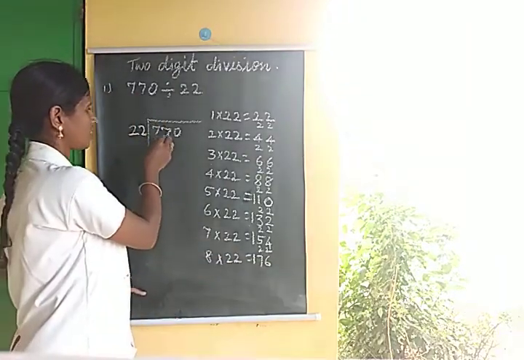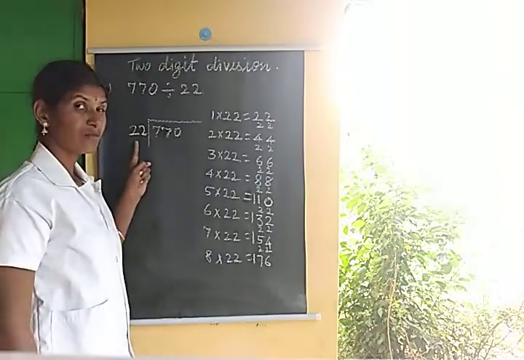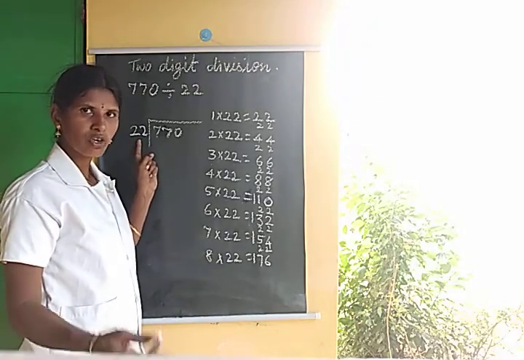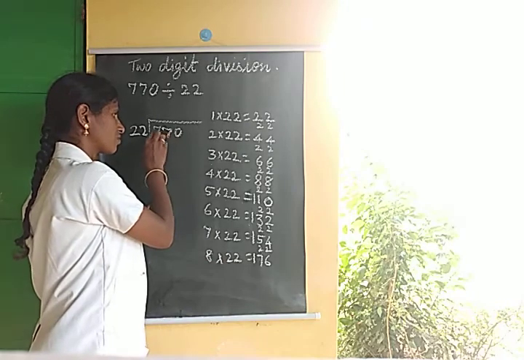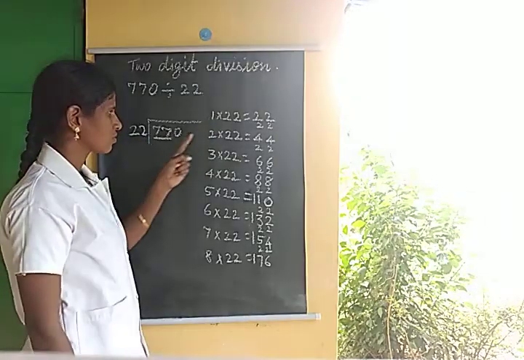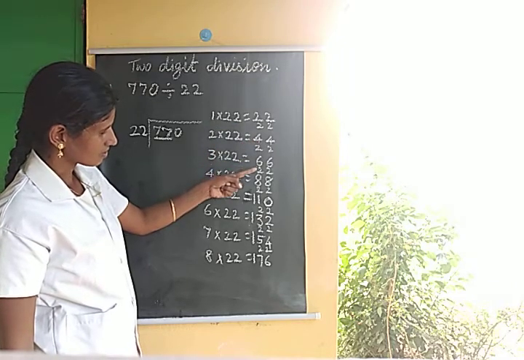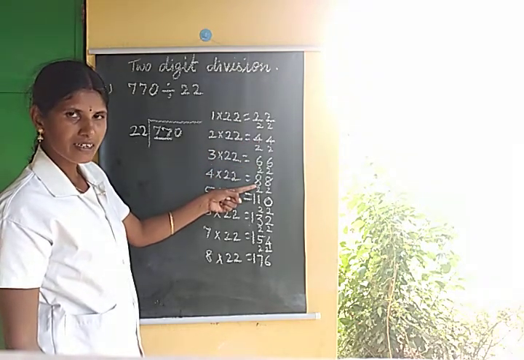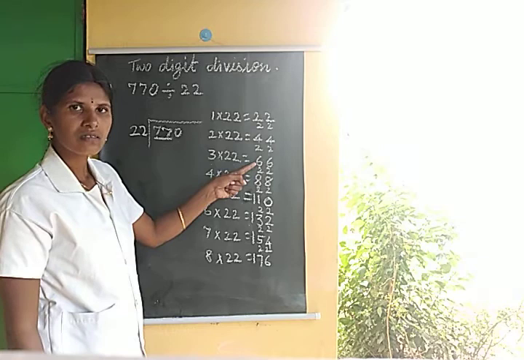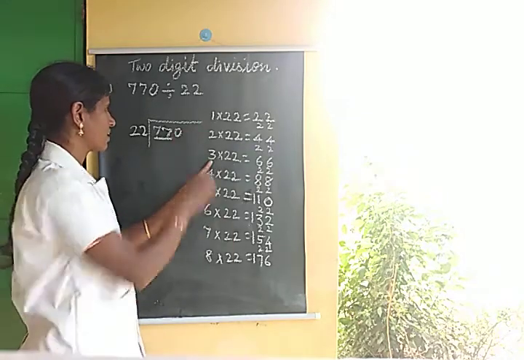Now see here. You have to take one digit, but a one-digit number will not contain a two-digit number. In the 7, is there 22? No. So we have to take two digits also. What is the two-digit number? 77. Multiples of 22: 22, 44, 66, 88. 88 is more than 77. Less than 77, 66 is there. How many times? 3 times.